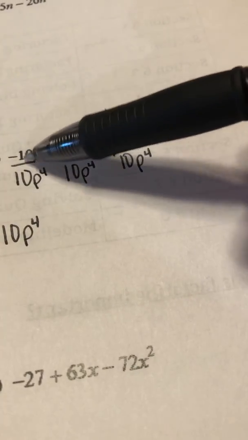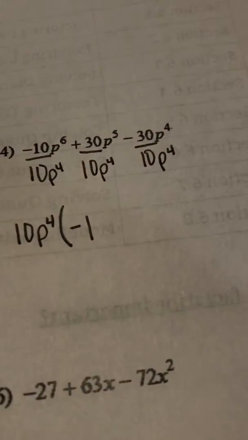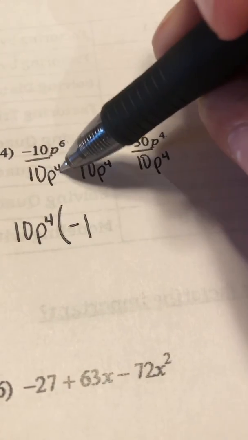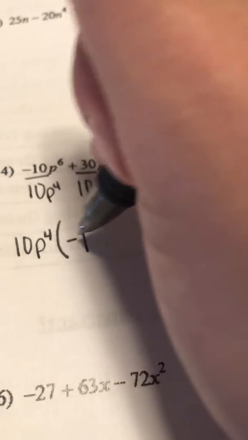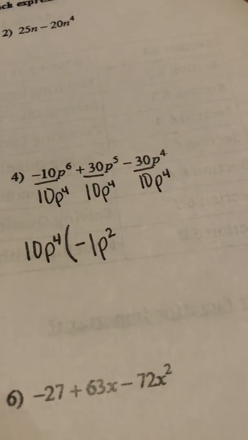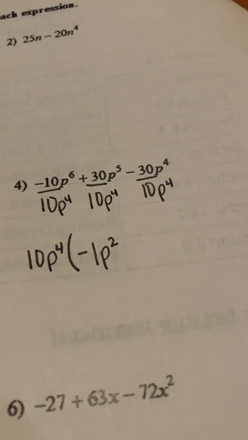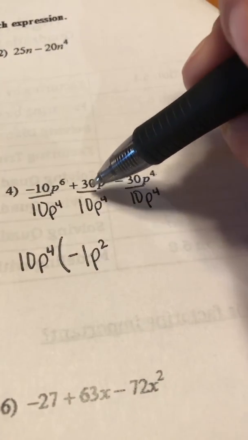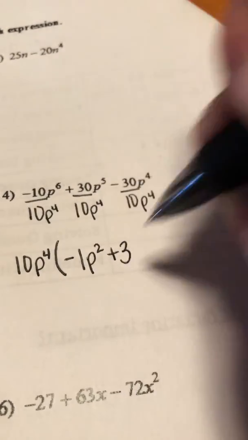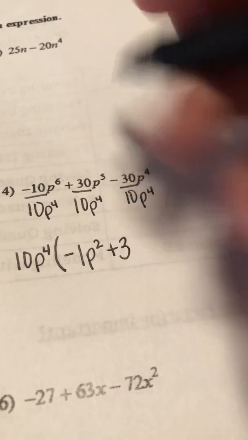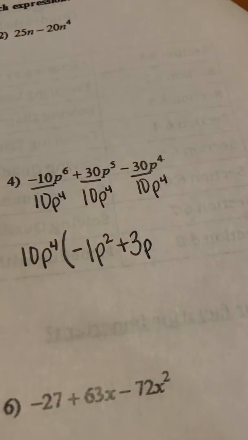So if I divide these two, negative 10 divided by 10 gives me negative 1. And then if I had 6 p's here and I divided out 4 of them, that should leave me with 2 left over. All right, so 30 divided by 10 is positive 3. And then I have 5 p's, but I took out 4, so that should leave me with just 1 lonely p.